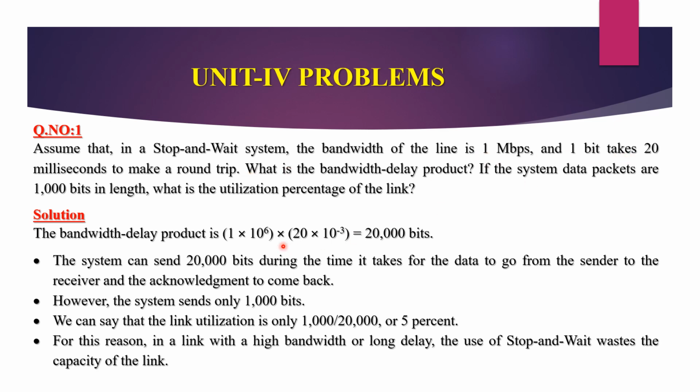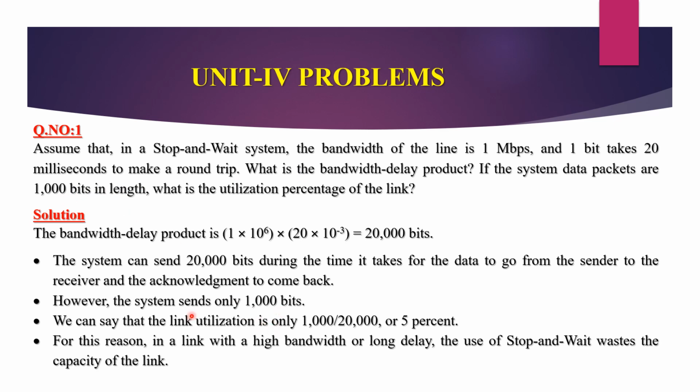So the solution: the bandwidth delay product is 1 into 10 power 6, that is 1 Mbps, into 20 milliseconds, 20 into 10 power minus 3, that is 20,000 bits. The system can send 20,000 bits during the time it takes for the data to go from the sender to the receiver, round trip, and the acknowledgement to come back. However, the system sends only 1000 bits, if the system's data packets are 1000 bits in length.